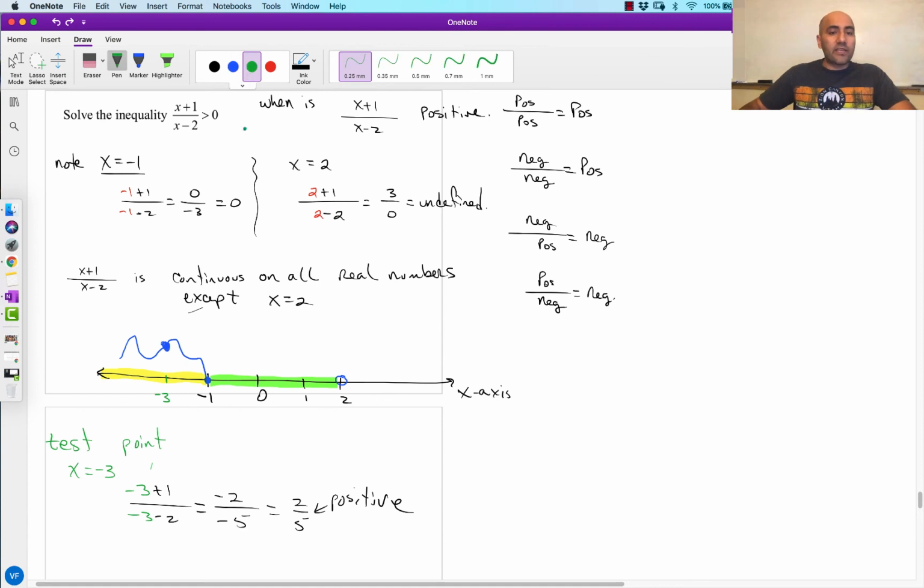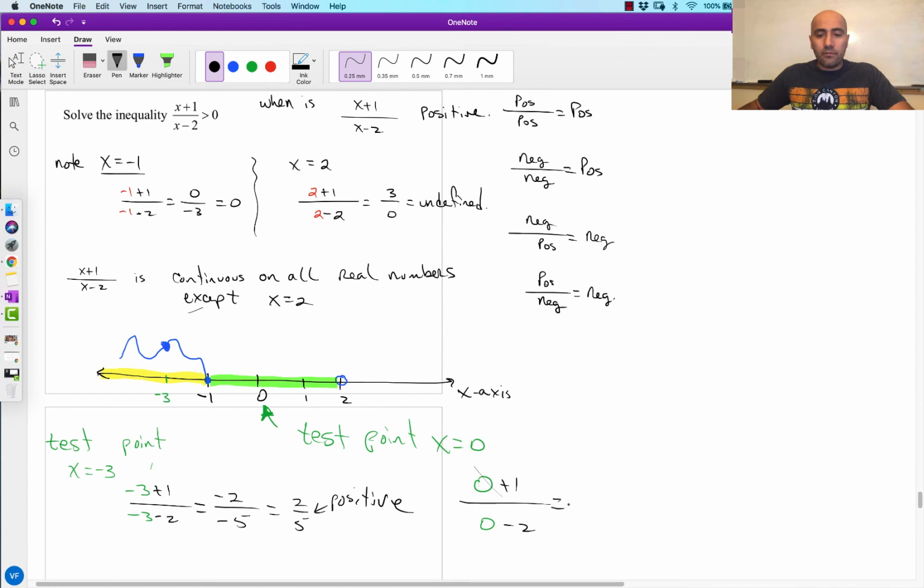So now we just have to pick another test point. Why not pick any point in here that's definitely in this segment, something convenient and easy? So why not choose 0? That's always a nice, fun thing to test. Test point x equals 0. And that's going to be really easy to plug in. 0 plus 1 divided by 0 minus 2. And so we end up with 1 over -2, which is just equal to -1/2, which is negative.